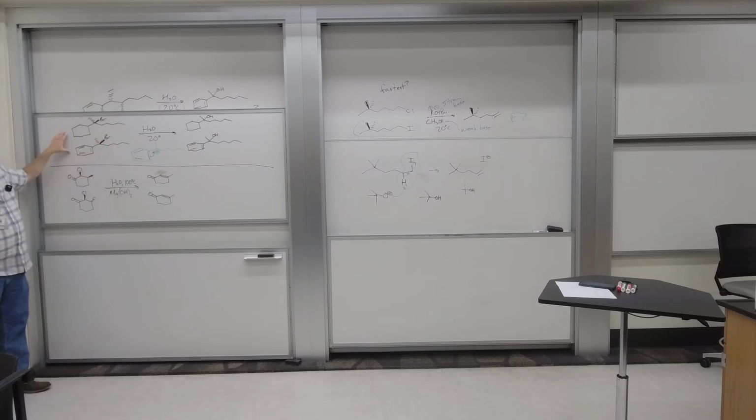If we had these exact structures and the top one was chloride, well, that would still be... You'd have two factors there that would say the bottom would be faster. If we had a chloride on the bottom and a bromide on the top, you'd be hard-pressed to answer that.